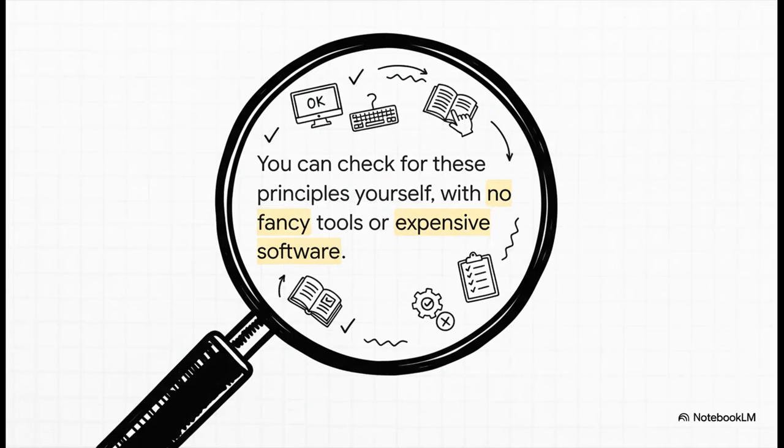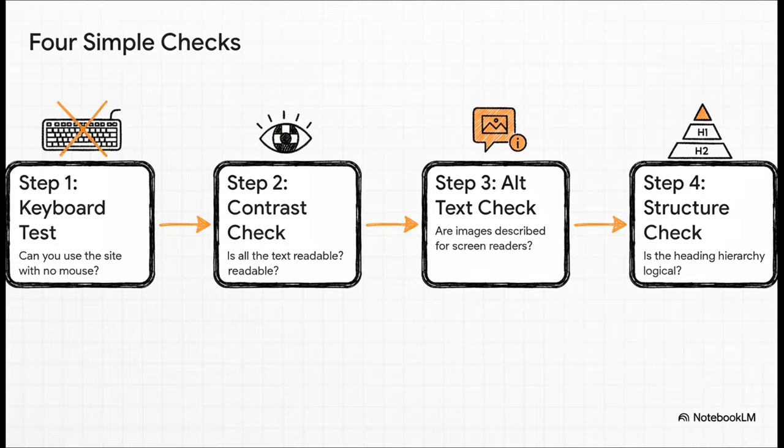Now here's the best part. You don't have to be some kind of coding genius or have a bunch of expensive software to start making a real difference. You can do some basic checks yourself right now on any website. So I'm going to walk you through four super simple do-it-yourself checks that anyone can do. We've got the keyboard test, the contrast check, the alt text check, and the structure check.